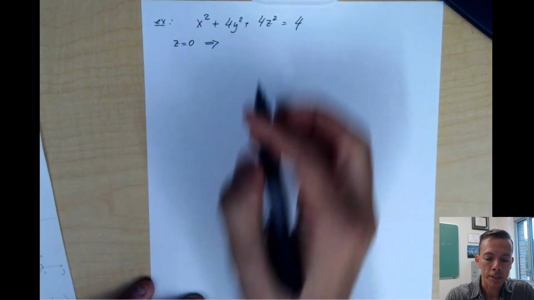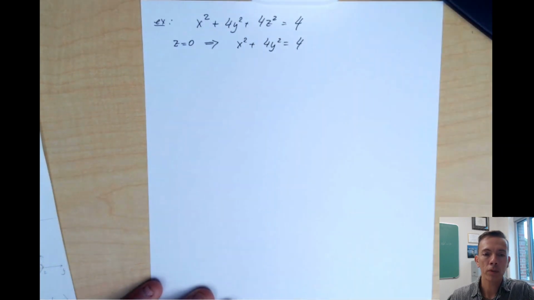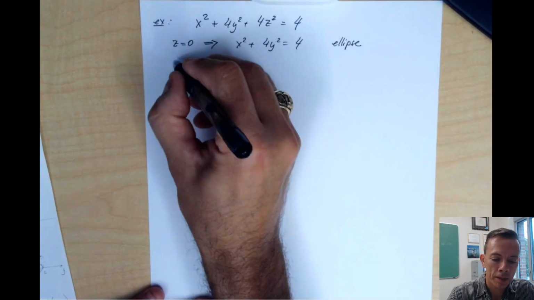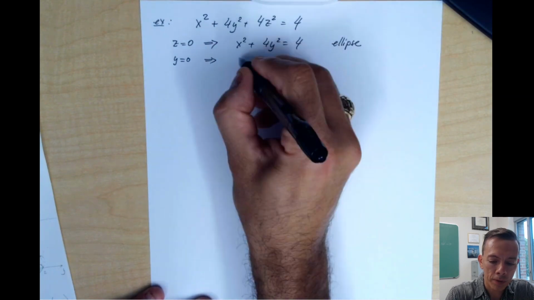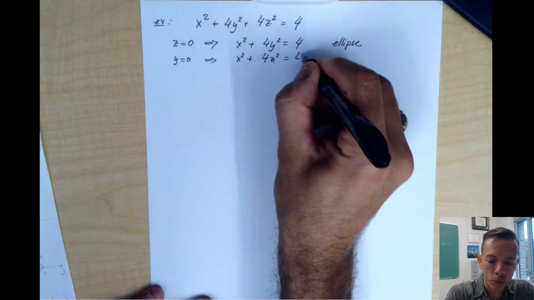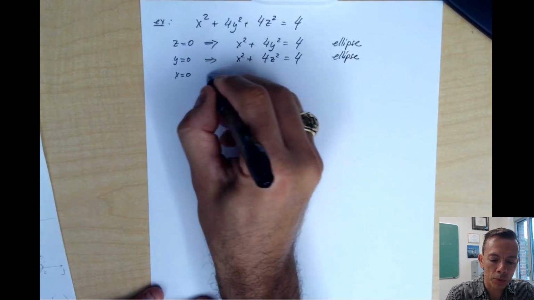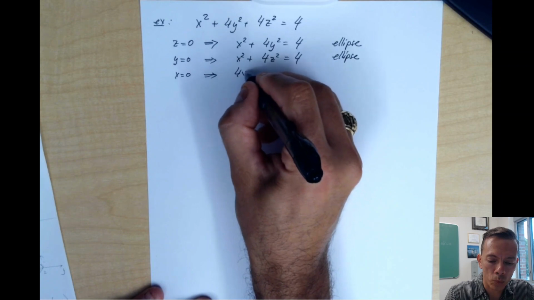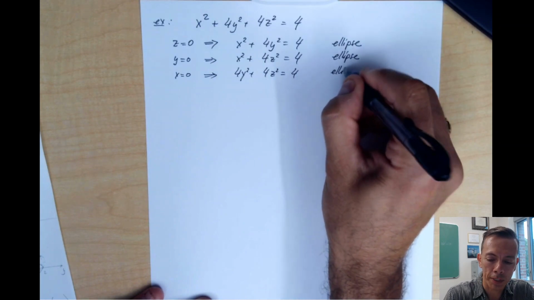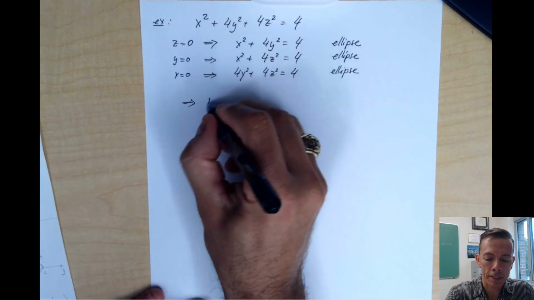So setting z equal to 0, we get x squared plus 4y squared equals 4, which is an ellipse. Setting y equal to 0, we get x squared plus 4z squared equals 4, which is also an ellipse. And setting x equal to 0, we get 4y squared plus 4z squared equals 4, which is also an ellipse. So the fact that we have 3 ellipses identifies this as an ellipsoid.